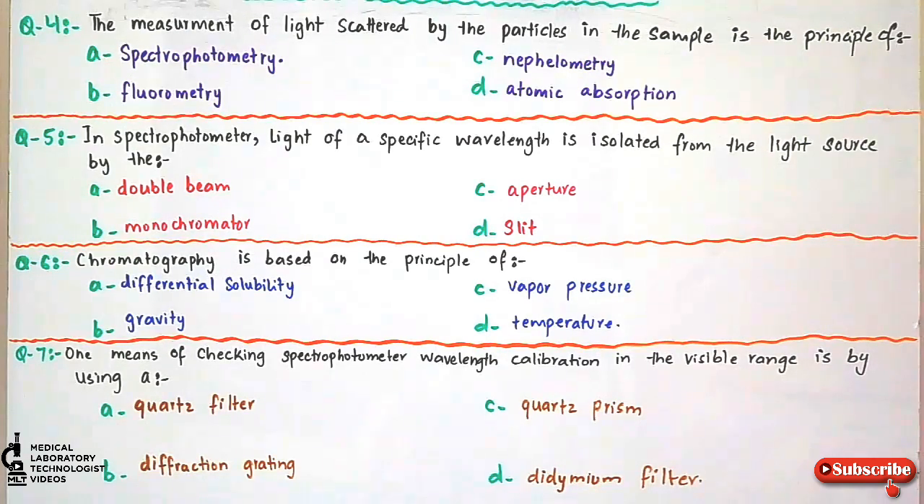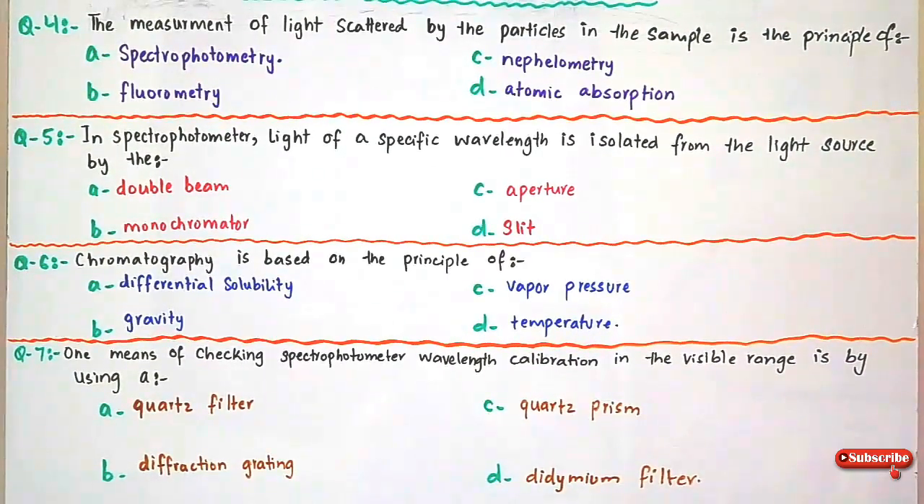Question number 4. The measurement of light scattered by the particles in the sample is the principle of option A, spectrophotometer; option B, fluorometry; option C, nephelometry; option D, atomic absorption. And the answer for this question is option C, nephelometry. Nephelometric methods are based upon light scattering being proportional to the number of particles in suspension, such as antibody-antigen complexes, which are physically larger than uncomplexed molecules.